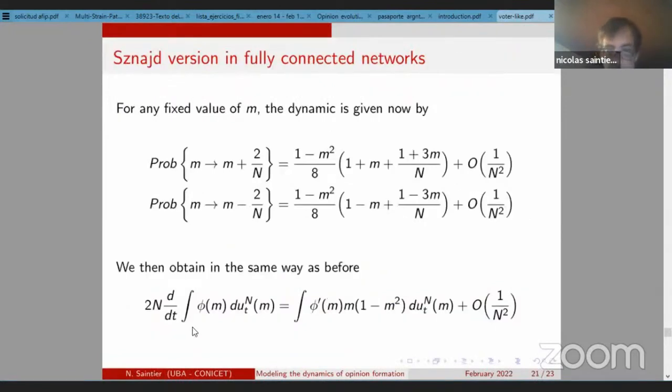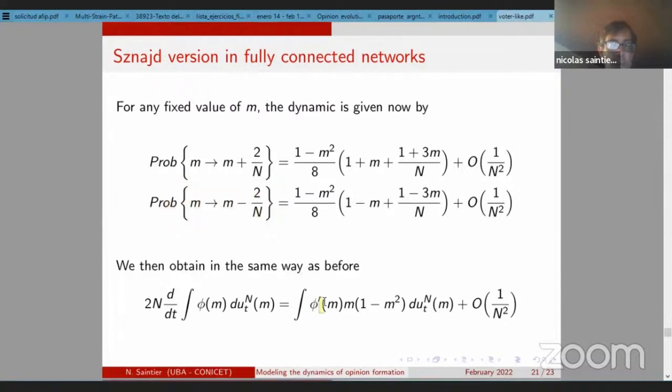Okay, so what do we get? We get this equation here. I already put these two transition probabilities in my master equation, I already did the Taylor expansion, and I got this. So this is good, but notice that fundamentally, this is different from the equation we got for the voter model, because here we only have one derivative and not two. And this is due to the asymmetry of the Sznajd dynamic with respect to the symmetry of the voter model.